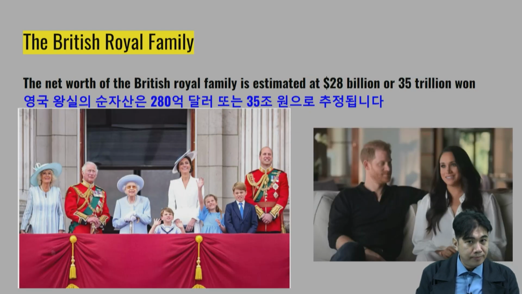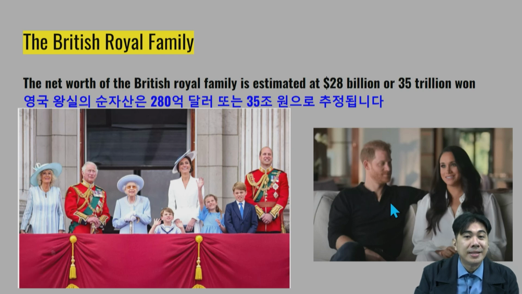So, let's talk about the British royal family. They are the rulers of England. Okay, they are the royal family. The net worth of the British royal family is estimated at 28 billion or 35 trillion won. They are the rulers. Okay, very old family.